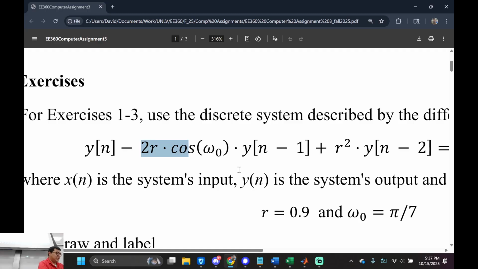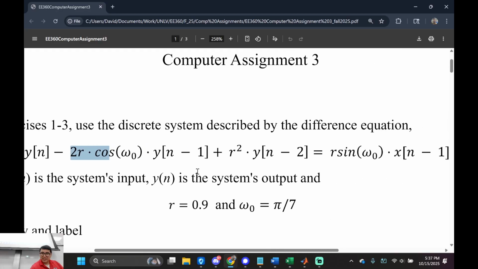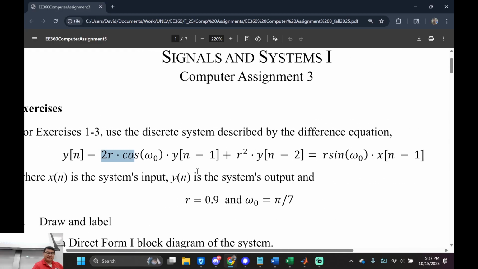So let me show you this. Page 2, and then I'm just going to look at this screen. I'm going to copy this. y of n minus 2r cosine omega naught.